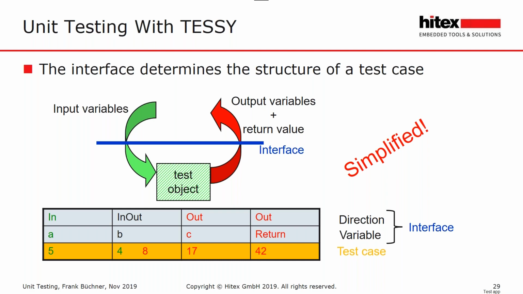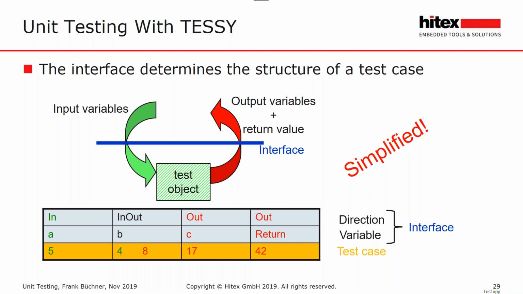For the input variables, we assign values prior to the test, and for the output variables, we assign expected values after the test. So the third line here, the line shaded in yellow, depicts a test case. It says, okay, prior to the test, A should have the value 5. Prior to the test, B should have the value 4, and we expect that after the test, the value is 8. C is output only, so therefore we only need a value after the test, which is 17 here in this example, and the return value of the test object for this test case should be 42. So the interface determines the structure of a test case.